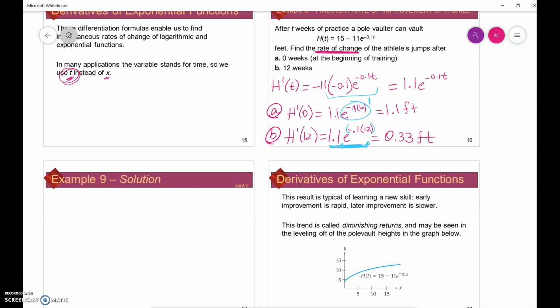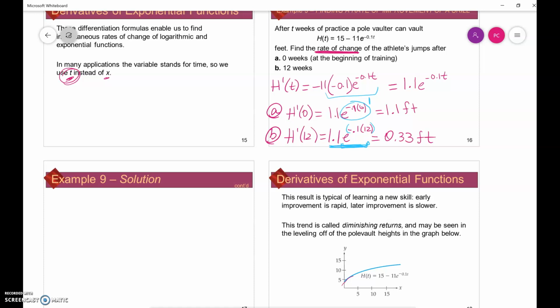This result is typical of learning a new skill. Early improvement is rapid. When you first learn, you're gaining knowledge very, very quickly, but later improvement is slower. This trend is called diminishing returns and may be seen in the leveling off of a pole vaulter's height in the graphs below. So at first he's coming out fast.